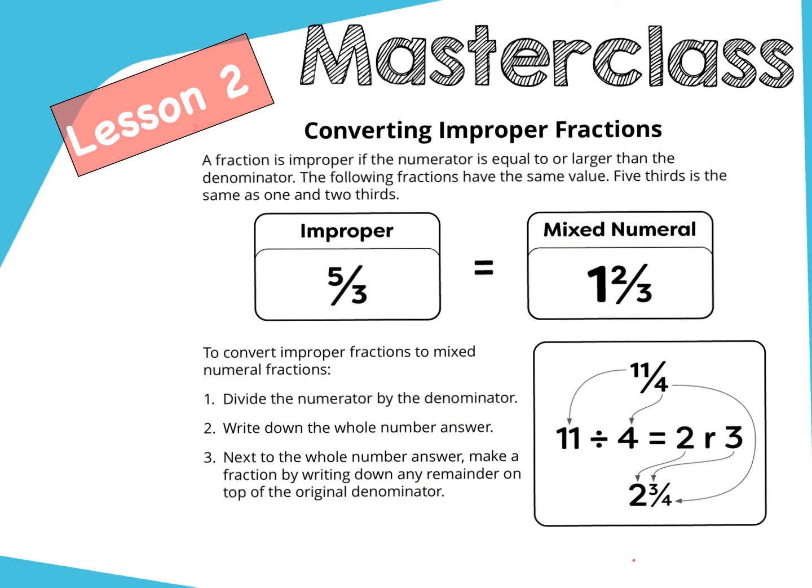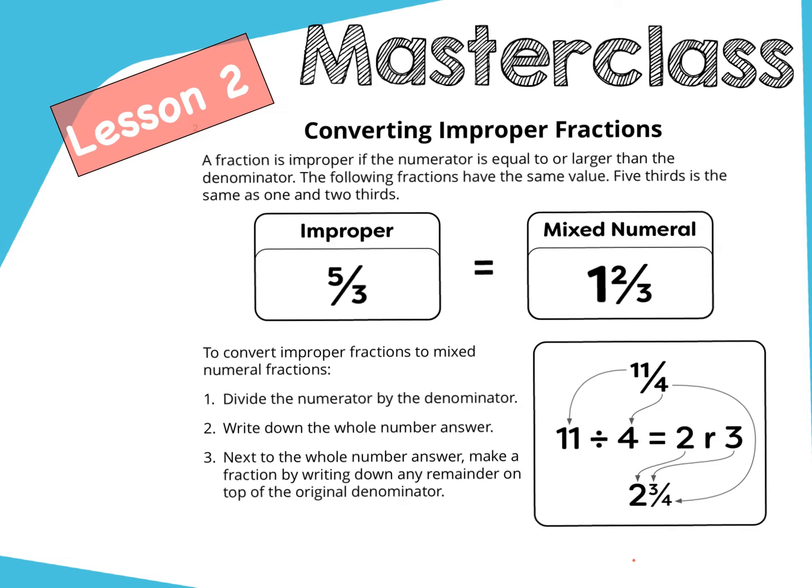All right, Maths Legends, let's look at this one. This is converting improper fractions. So if you look at what's happened over here, when you've got the numerator larger than the denominator over here, that's what we call an improper fraction. So we've got 5/3, and that's an improper fraction.